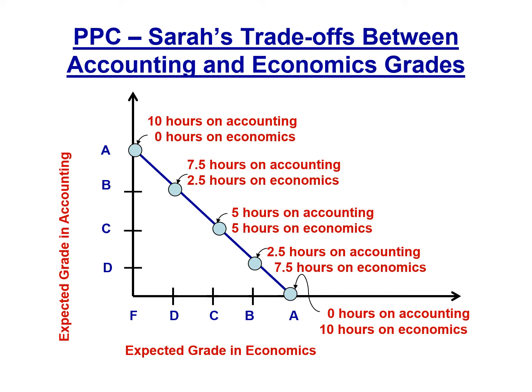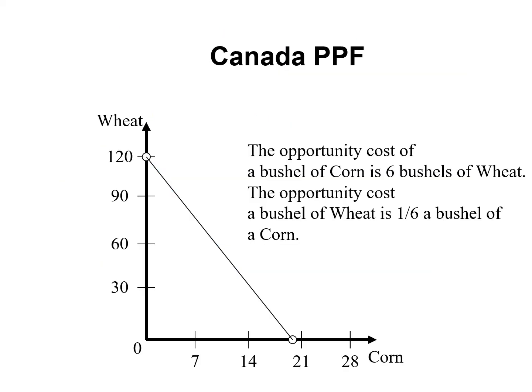But without any further information, we could reasonably assume that 5 hours of accounting and 5 hours of economic studying is the one outcome that represents her mix of choices that maximizes her happiness.